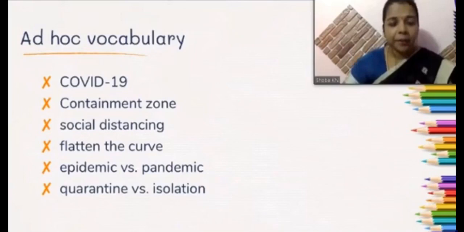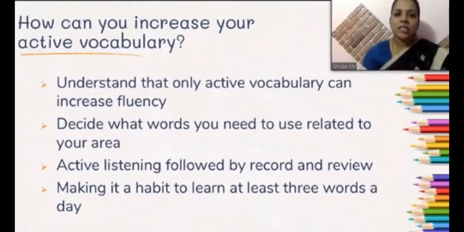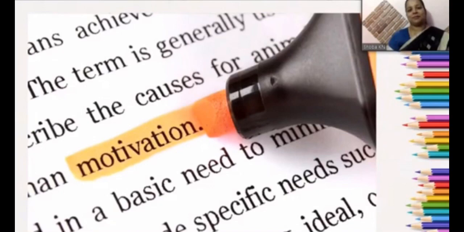Examples are COVID-19, containment zone, social distancing, flatten the curve, epidemic versus pandemic, quarantine versus isolation. So, now the question is how can we increase our active vocabulary? By understanding the words, by deciding the related words, through active listening, and by consistent practice. For example, make a habit of learning at least 3 words in a day. For improving our vocabulary or language, we need self-motivation.